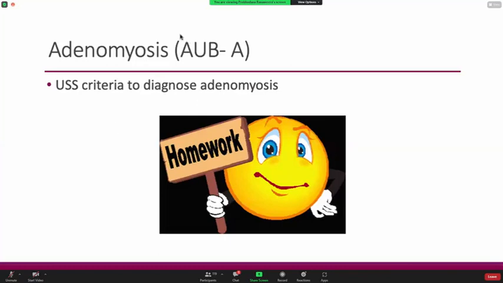So you all have to find out what the ultrasound criteria are to diagnose adenomyosis, because it's a question. This is usually asked when you have done really well in your exam, and it is usually a distinction question or a gold medal question. So people who are thinking of having gold medals and all that, look into this, because it will be important for you.